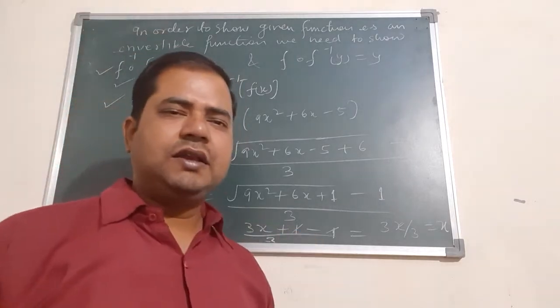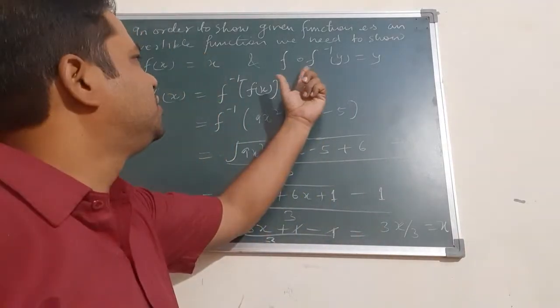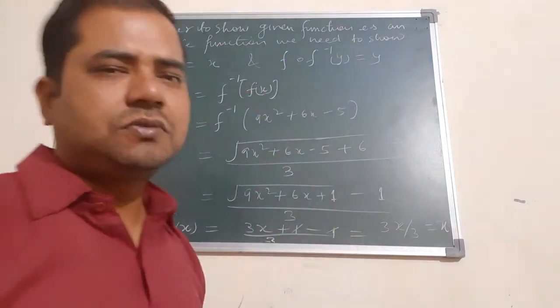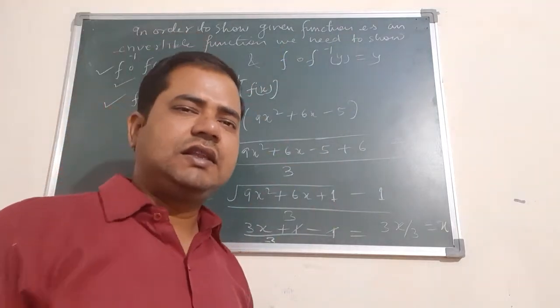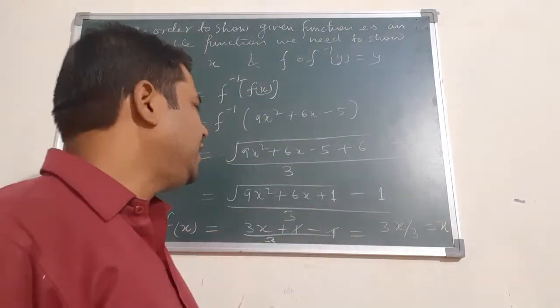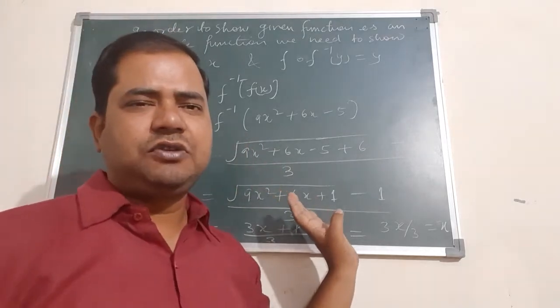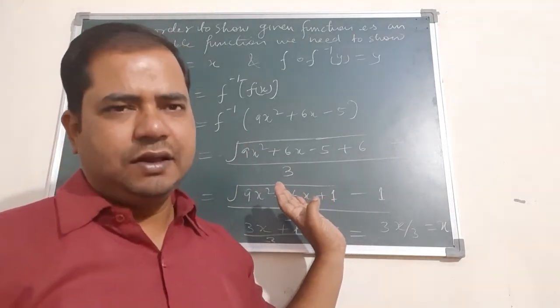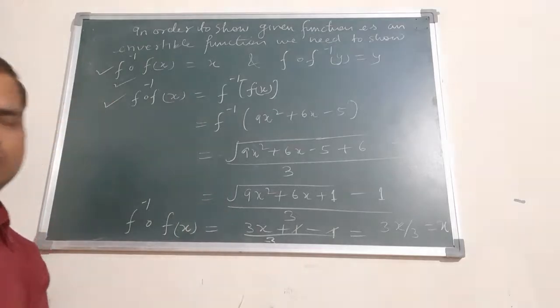In the same manner, the second, f inverse composition of f of y is equal to y. Then we can say the given function is invertible. Okay, and this is the easiest method to find whether the function is an invertible function. Okay, so note down.